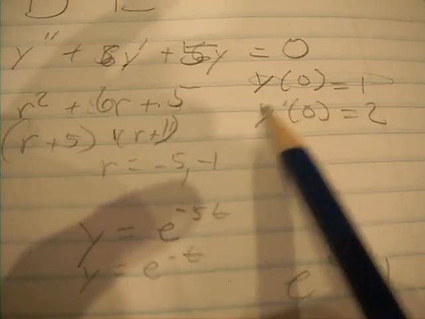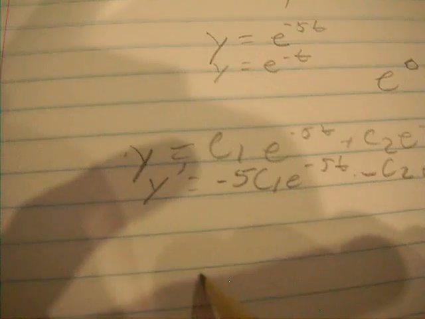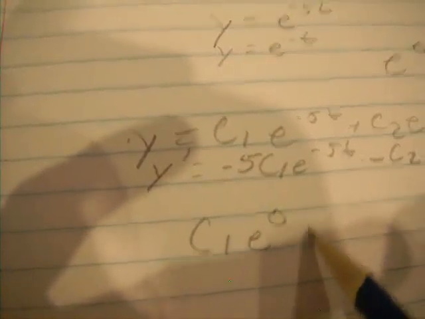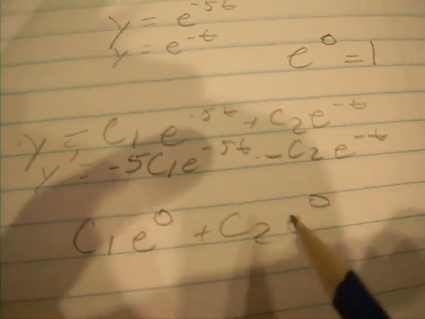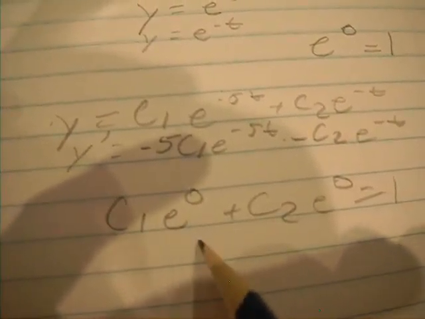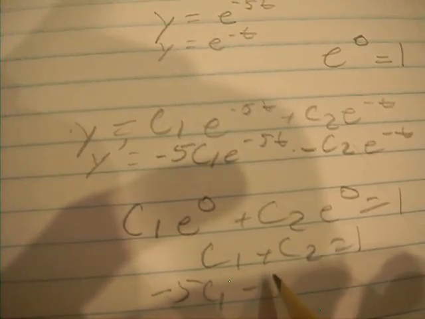Now, also, e to the 0 equals 1. Remember that. Then you take your initial conditions, y of 0 and y prime of 0, and you punch them in. So you've got c1 e to the 0 plus c2 e to the 0 equals 1, so c1 plus c2 equals 1. And then down here, which is what I made 2, you've got -5 c1 minus c2 equals 2.